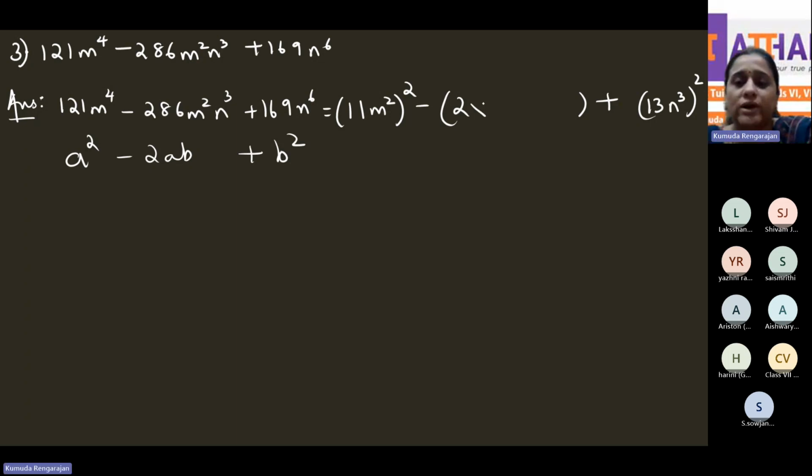So the middle term is 2 into a, 11m squared, into b, 13n cubed. Let me use the calculator. Now this is 2 into 11, 22, into 13, 286. And 286 m square n cube. When you find this product, you get the middle term which is given in the question, minus 286 m square n cubed.